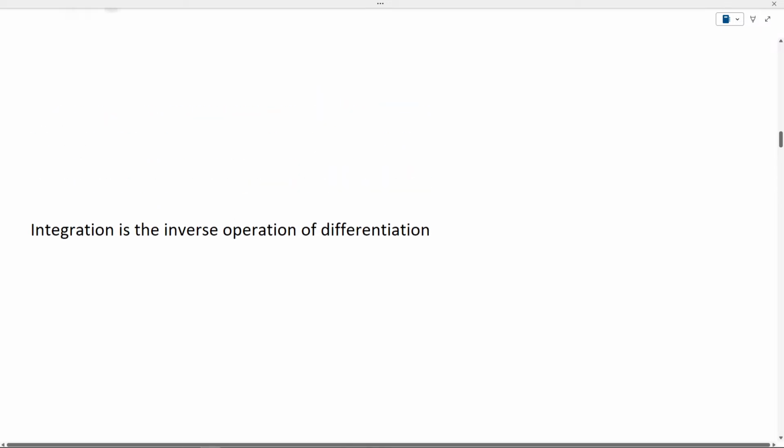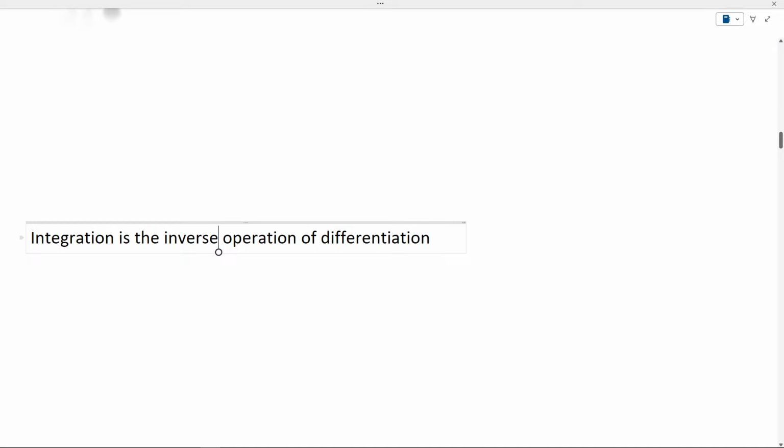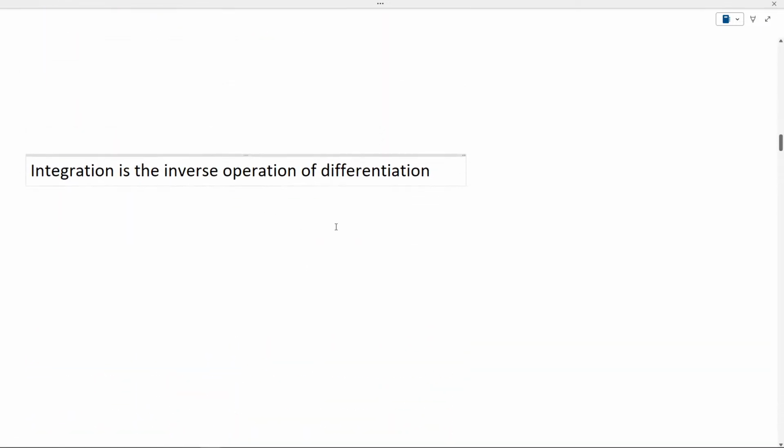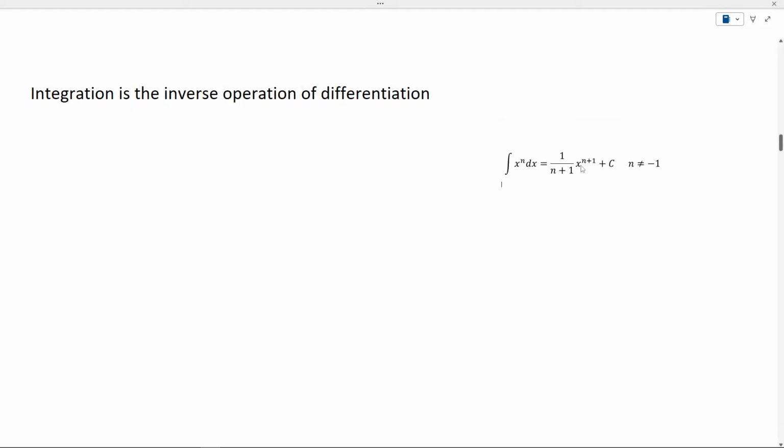Integration is the inverse operation of differentiation, and there is a rule for this. Let me just put it here for you. But you don't need this rule actually, because let's just see.